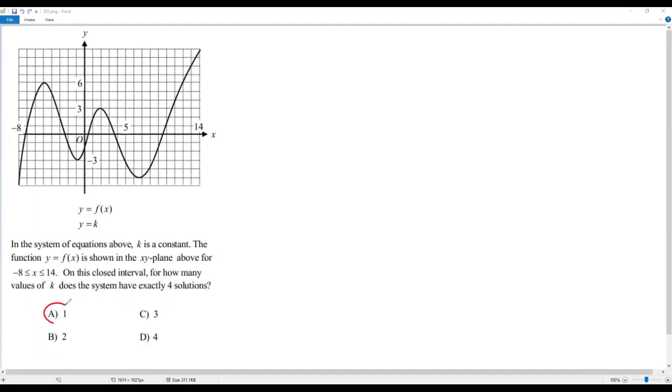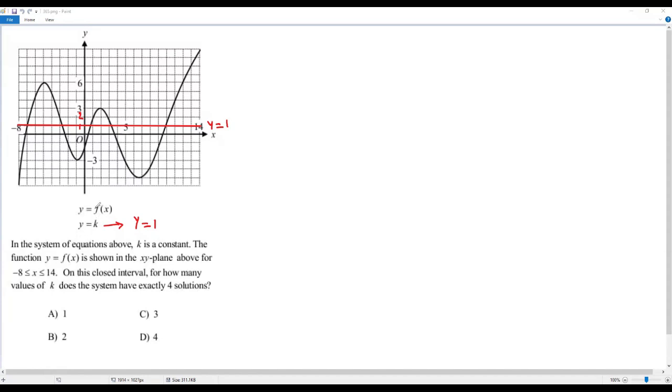Now let me consider answer choice A, that is, k equals 1. When I plug in k equals 1 in this equation, I get y equals 1. The graph of this equation is a horizontal line through the value 1 on the y-axis. Here we have the value 3 on the y-axis, then 2, and 1 over here. Now let me draw a horizontal line through the value 1. This is the graph of the equation y equals 1, and this is the graph of the first equation, y equals f of x.